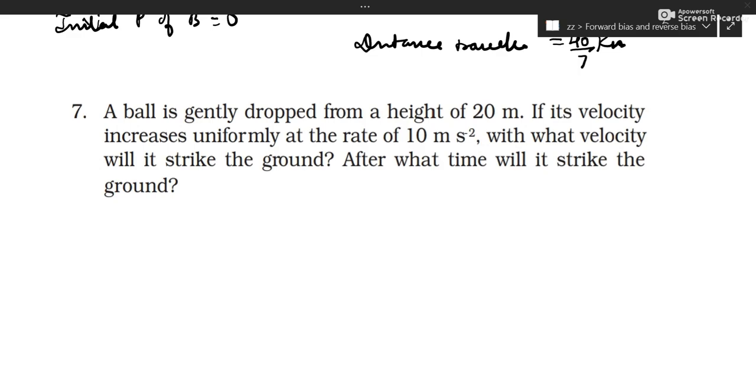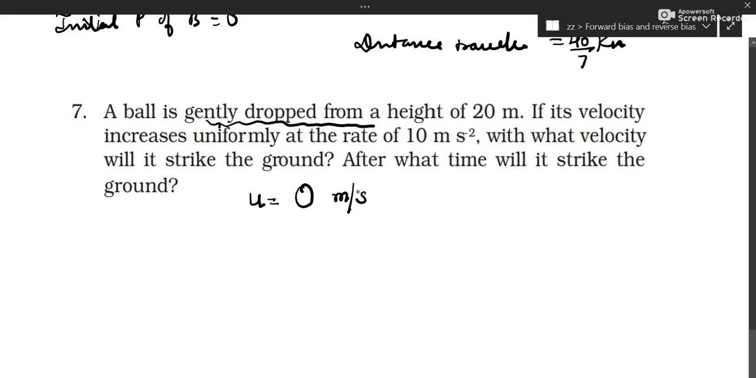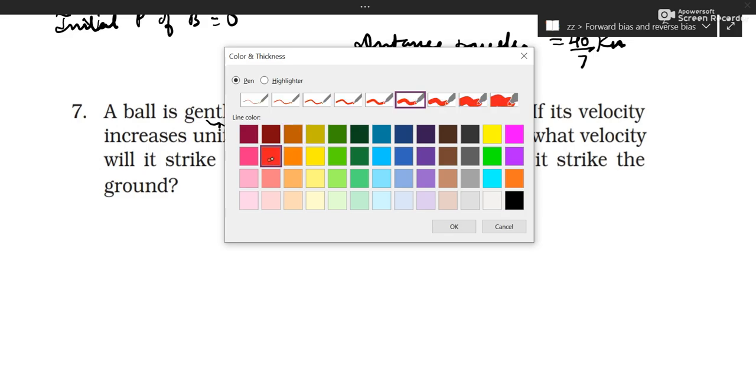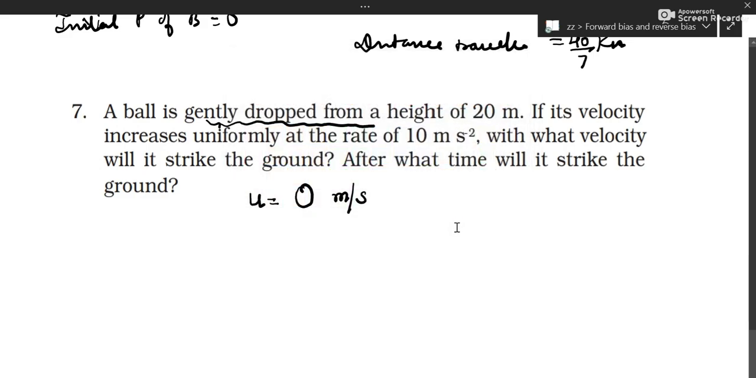Okay children, so let us see question number 7. A ball is gently dropped. So you know, when a ball is gently dropped, then u is 0 meter per second. In case of throwing down, the initial velocity is 0, and when we throw up, the final velocity is 0. So the height is 20 meters, or you can write it as displacement S equal to 20 meters.